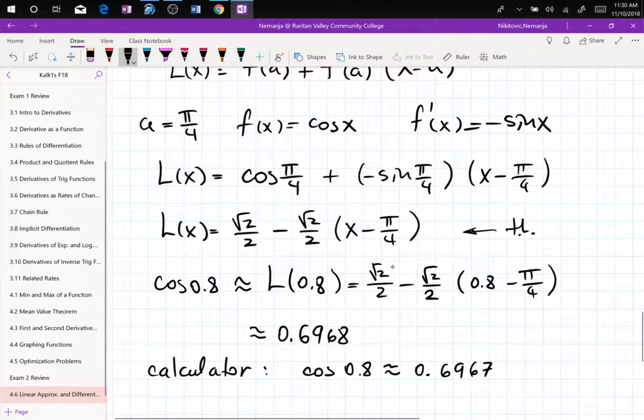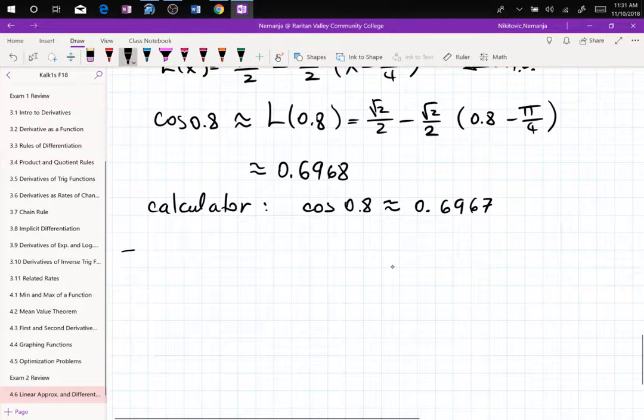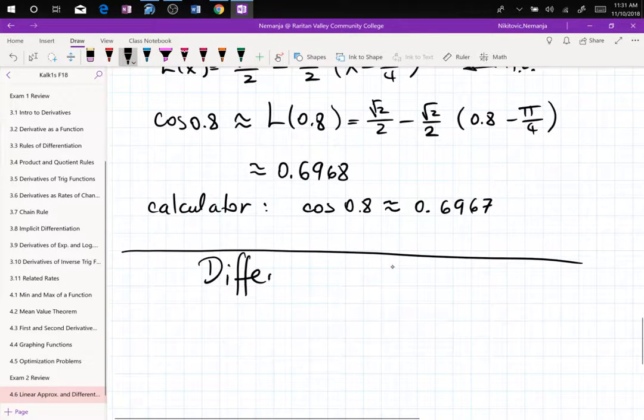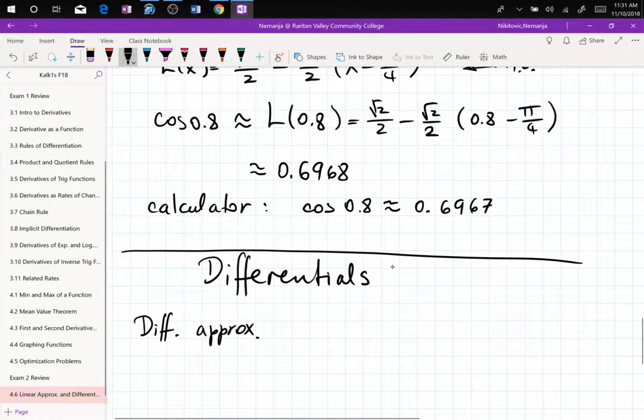So this is the first half of our lecture on linearization. The second part is on differentials. Now, differentials are a little bit different creatures. Differentials approximate the change.